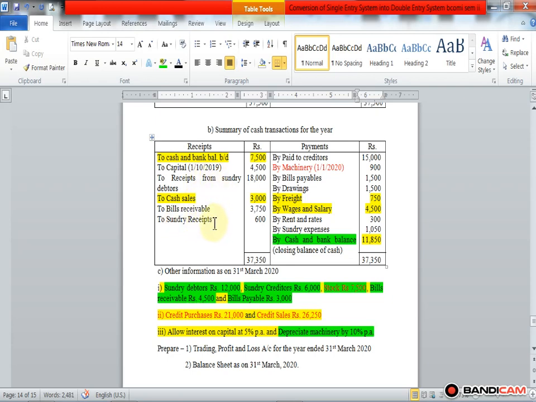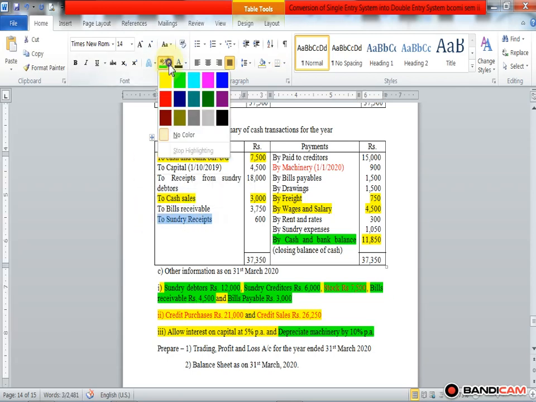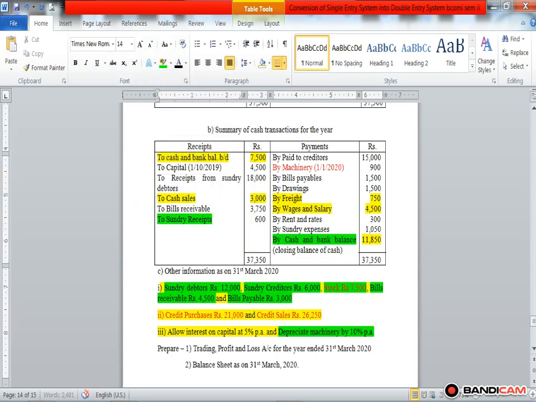So here sundry receipt is our income, so it is transferred to the profit and loss account, credit side. Rent and rates is an expense, debit side of the P and L account. Same as that, sundry expenses is also an expense, so it is also transferred to the profit and loss account, debit side.